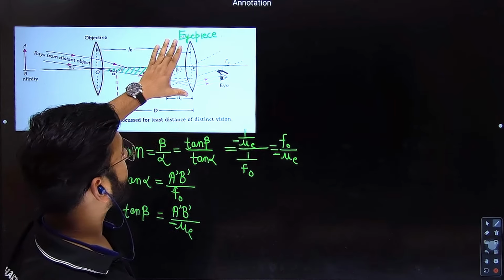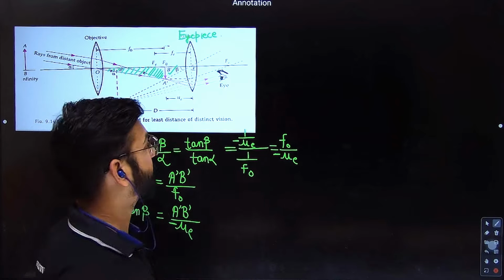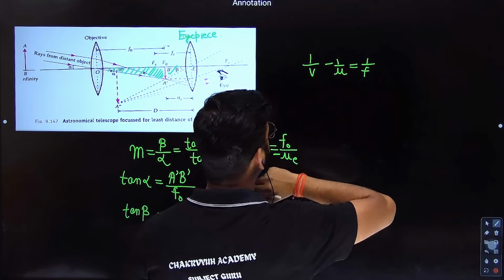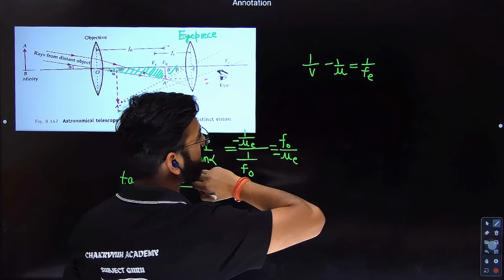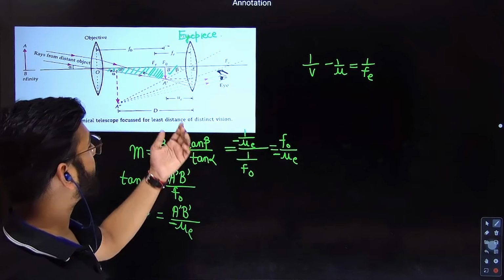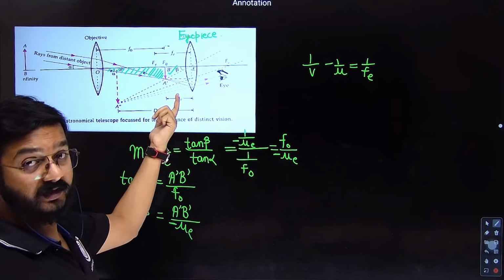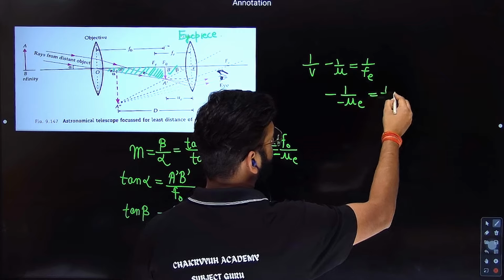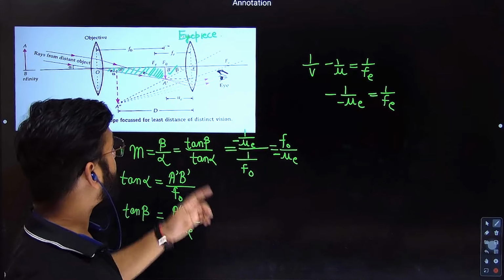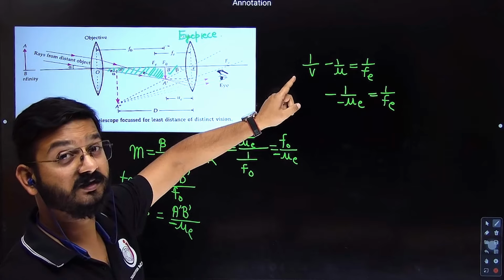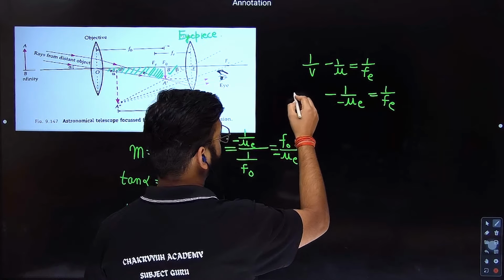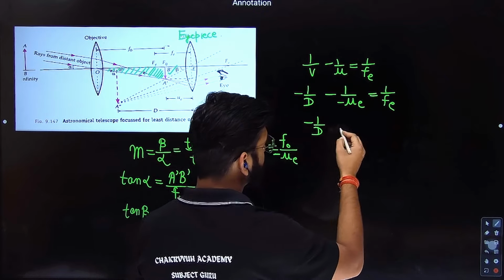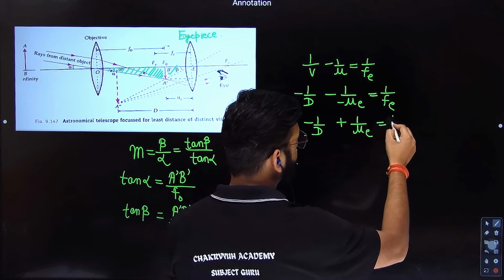Now, we will apply the lens formula for the eyepiece and try to modify this expression further. So if I apply the lens formula for the eyepiece, 1 by V minus 1 by U equals 1 by F. We are doing it for the eyepiece, so this will be FE. Now, what is the object distance for the eyepiece? Minus UV. It is on the left side. So this will be minus of 1 by minus UV. Now, what is the image distance? This image is formed on the left side. So V will be plus D or minus D? Minus D. So we have minus 1 by D plus 1 by UV equals 1 by FE.